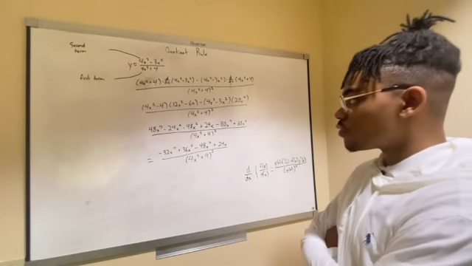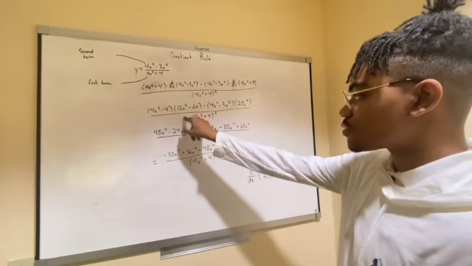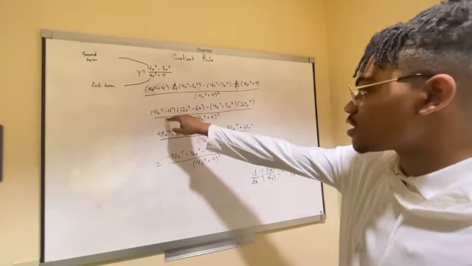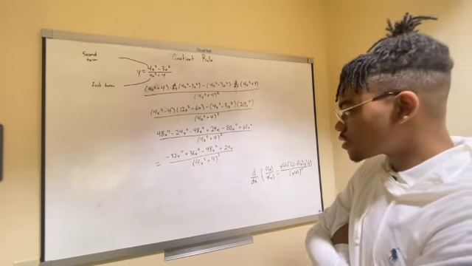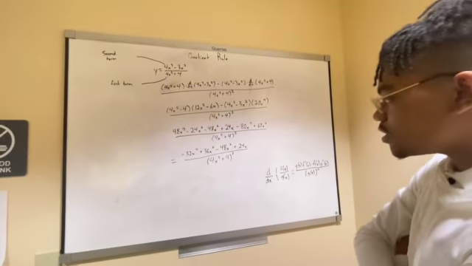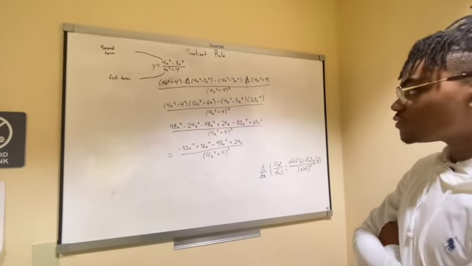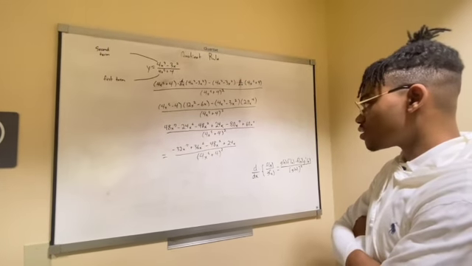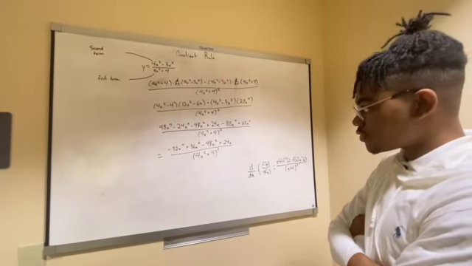So you're gonna use FOIL, do your first terms, which would be 48x to the 7. Then your outside terms, which would be negative 24x to the 6. Then you do your inside terms, which would be negative 48x squared. Then your last terms, which would be negative 4 times negative 6x, which would be plus 24x.